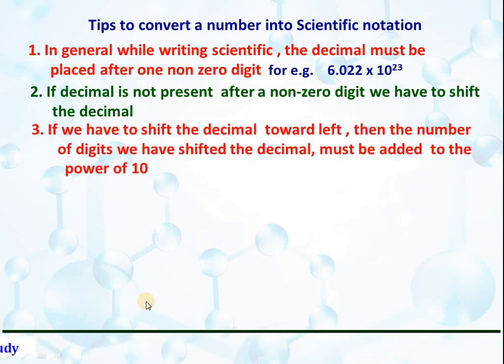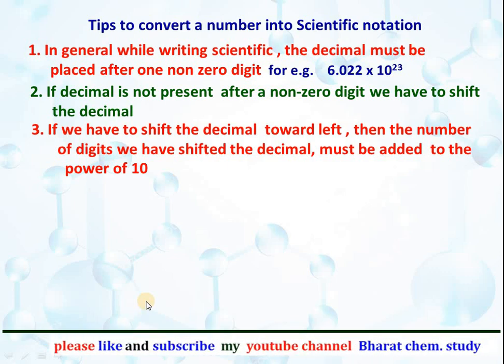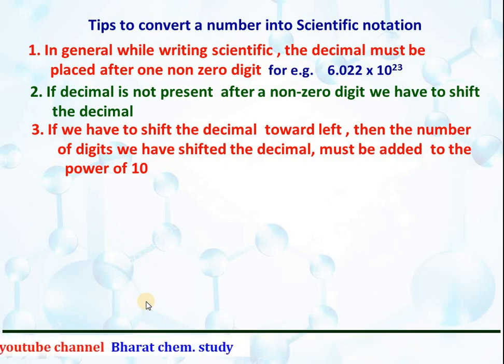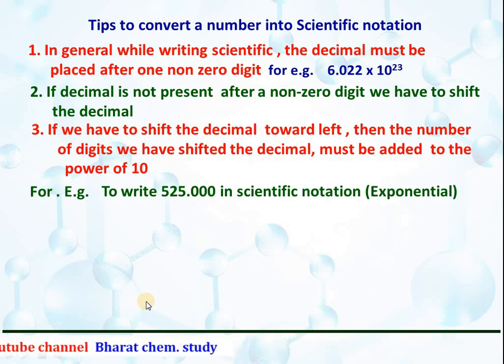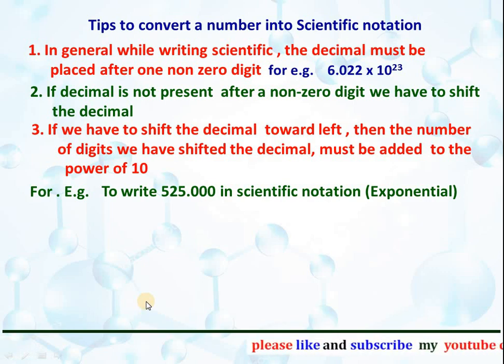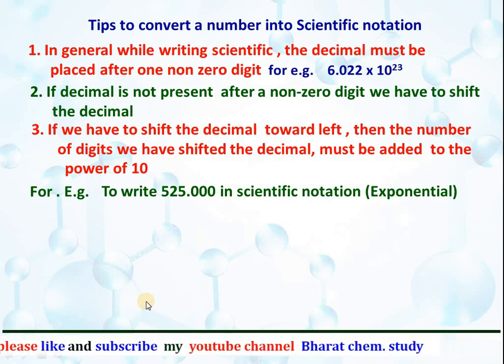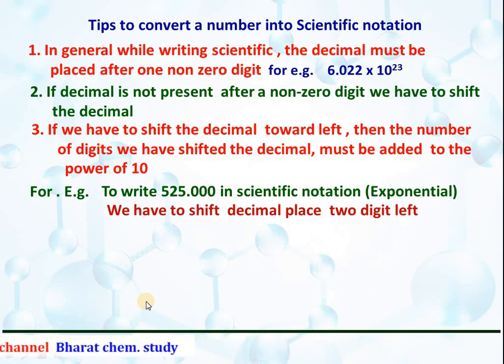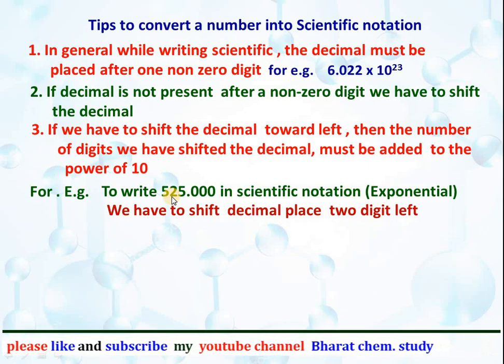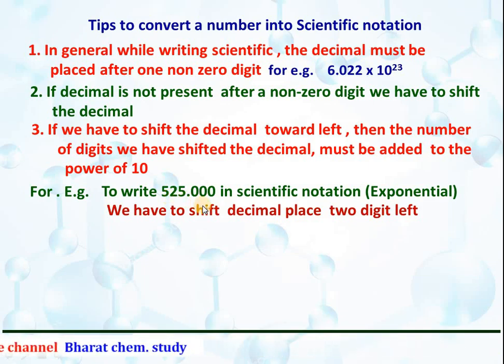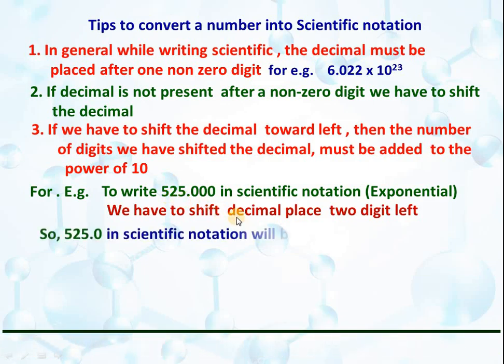If we have to shift the decimal towards the left, then the number of digits we have shifted the decimal must be added to the power of 10 in the exponential or scientific notation. For example, if we have to write 525.000 in scientific notation, then we have to place the decimal after the first 5. So we have to shift the decimal place 2 digits to the left, that is here. So that means this 2 must be added to the power of 10.